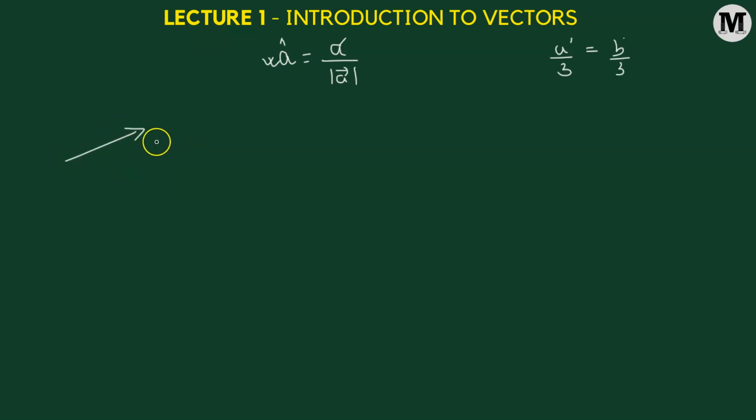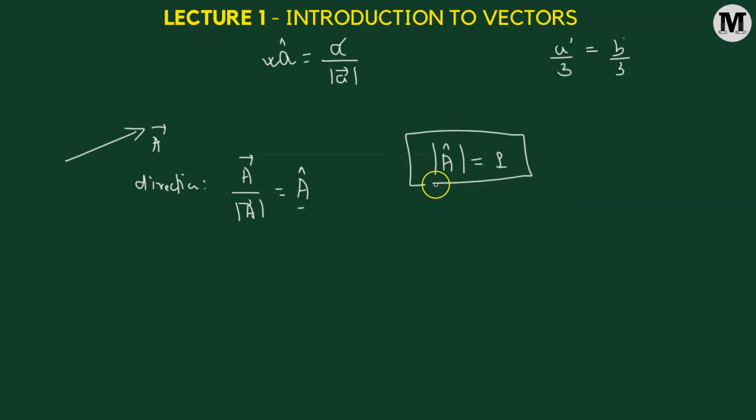So let's say if I have a vector A, to define its direction, all we have to do is take that same vector A, find its magnitude, that means the length of the arrow, divide the vector by that magnitude, and whatever result we get is going to be a unit vector. That is the direction of the vector. So by definition, the magnitude of the unit vector is always going to be 1.